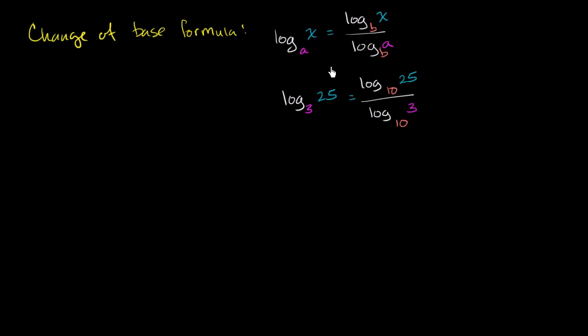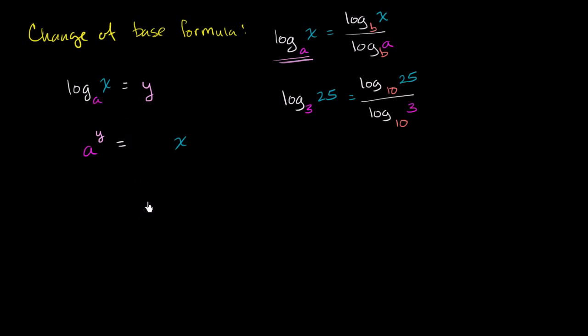But let's actually prove it. Let's set logarithm base a of x to be equal to some new variable. Let's call that y. Well, this is just another way of saying that a to the y power is equal to x. So we can rewrite this as a to the y power is equal to x. This is just another way of restating what we just wrote up here.